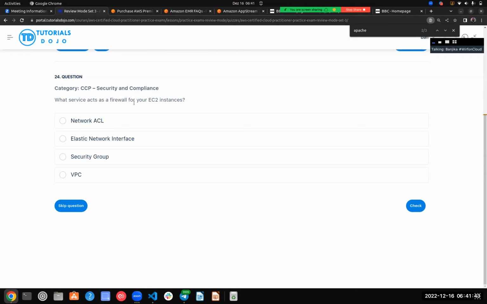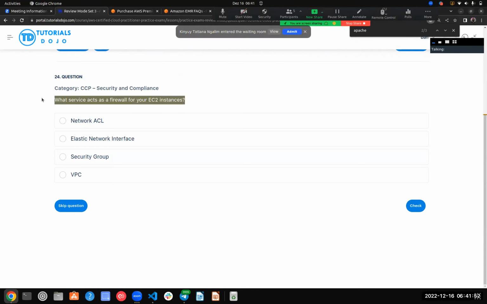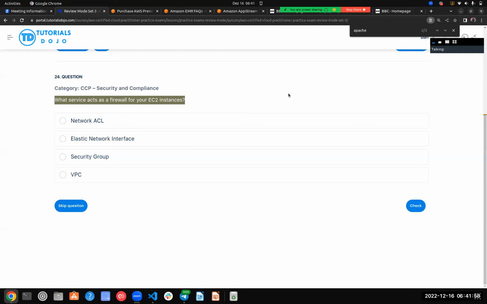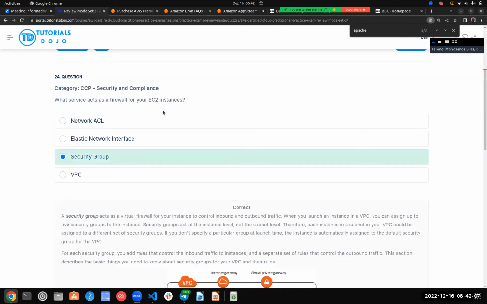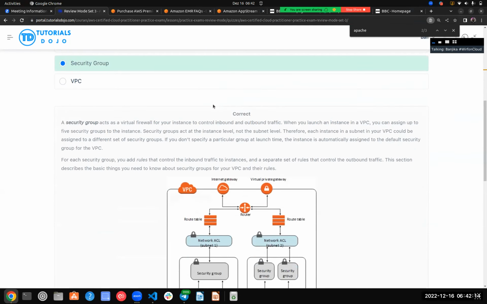What service acts as a firewall for your EC2 instances? Security group. I'm sure everyone is just quiet because they know it's easy, not because they are doubting. Security group, right? Because what's always there to protect your EC2 instance? That's the correct one.